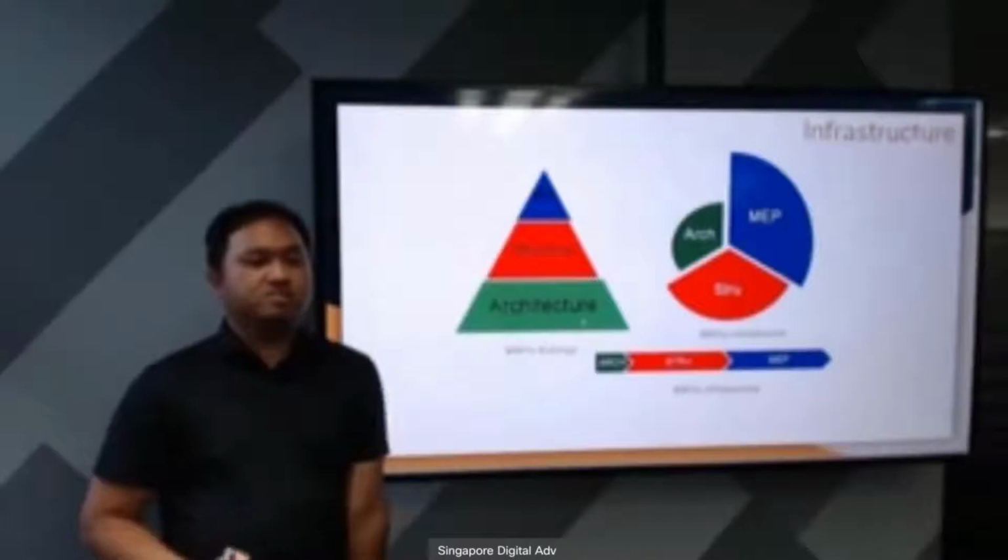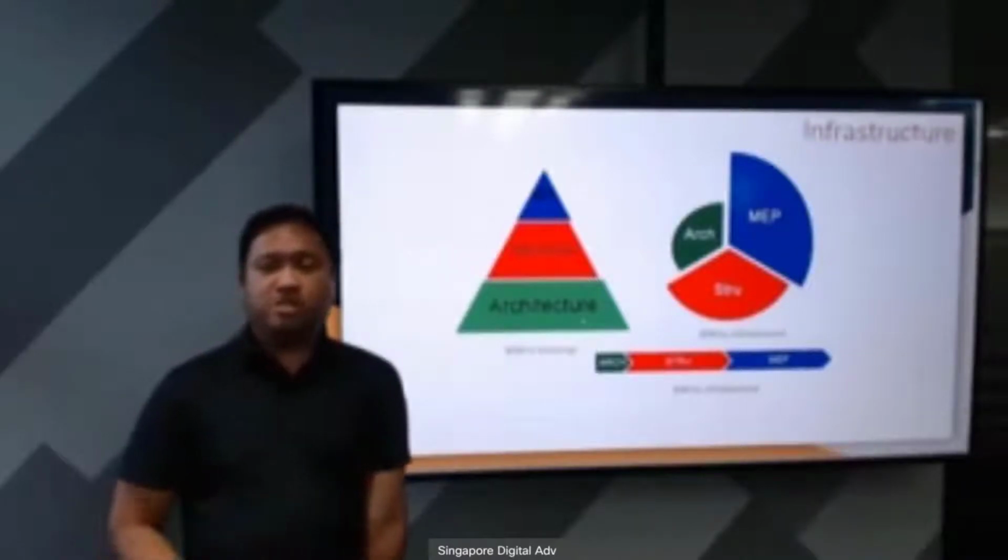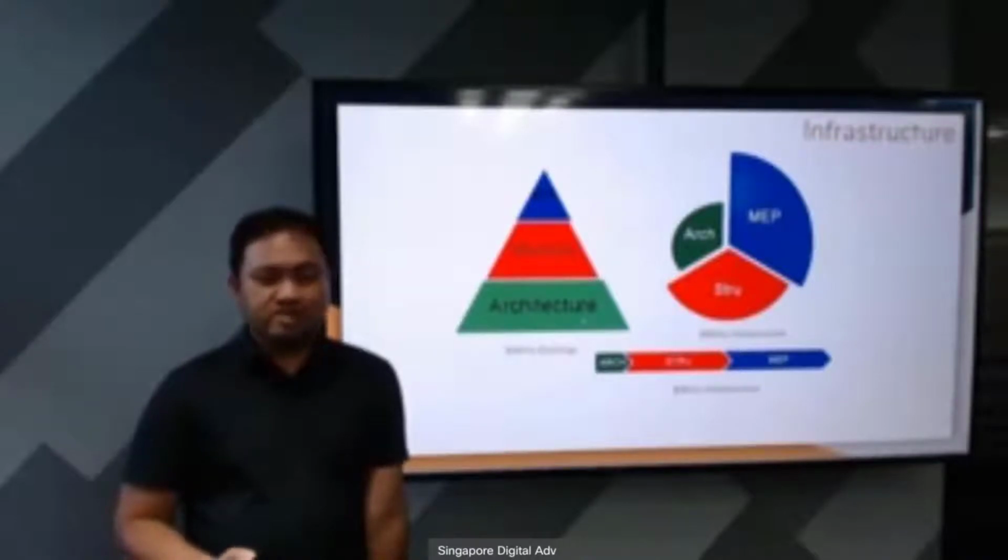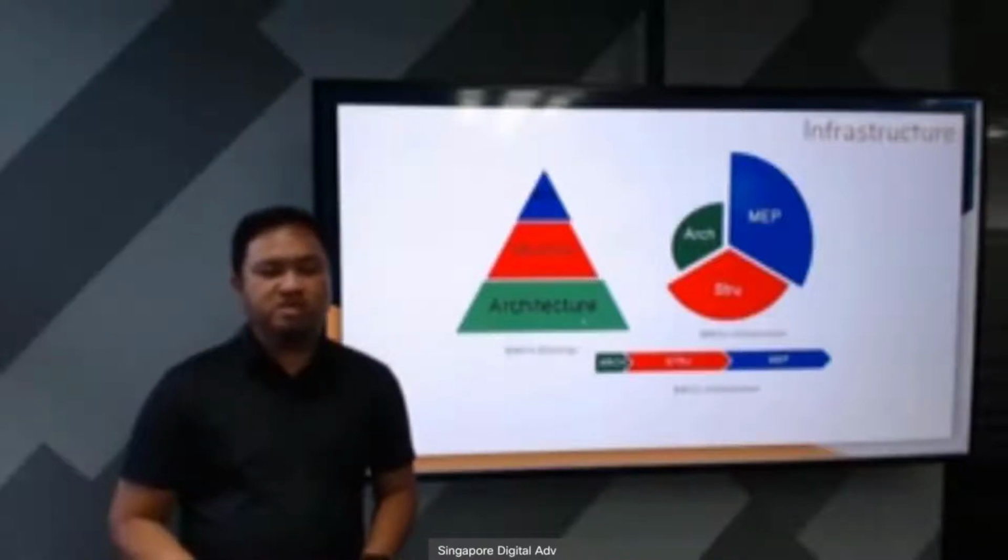To put that into perspective, when you say BIM for buildings, the prime professional is normally the architect, followed by the engineers, structure and MEP. But for infrastructure, the engineers are the prime professionals. They focus on the mechanical, electrical, plumbing, and the structural elements, and a very, very small component is the architecture.